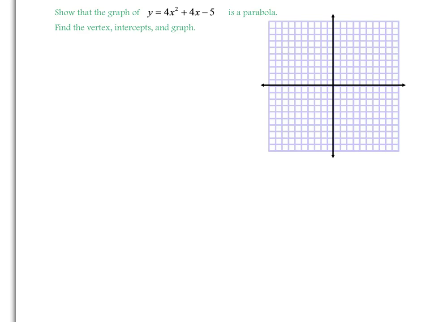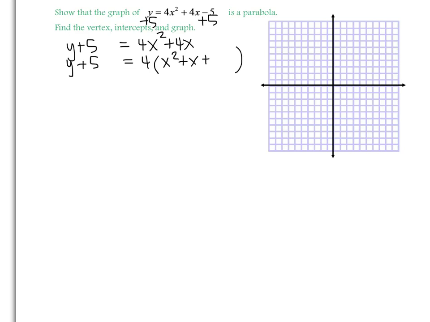that's a good thing. So first thing we want to do is complete the square. So we're going to add 5 to both sides of this equation. So we get y plus 5, leave a little space, is 4x squared plus 4x. Now I see that I can factor out the 4 because I need to have a leading coefficient of 1. So I get x squared plus x. Again, I'm leaving some space here and here to complete my square.